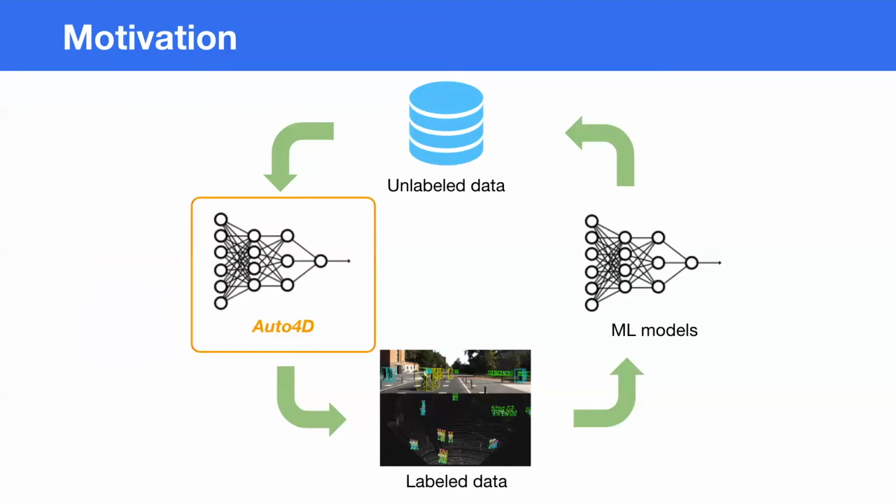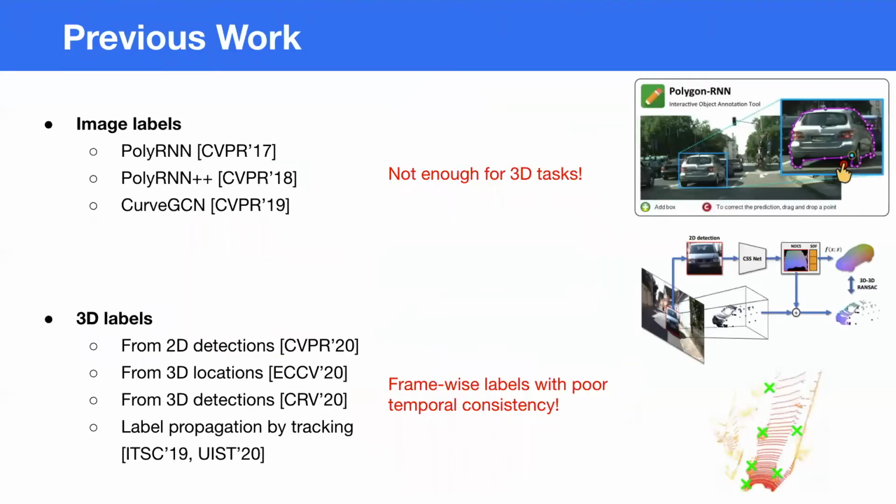In our work, we focus on automating the labeling process with a learned model named Auto4D, which generates temporally consistent object bounding boxes in 3D plus time. Most previous works on auto labeling focus on generating image labels such as object masks. Other approaches generate 3D labels from either 2D detections, 3D locations, or 3D detections. However, these methods only generate frame-wise labels and do not have temporal consistency, which is important in our self-driving application.